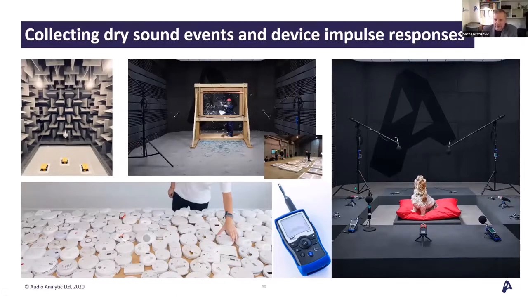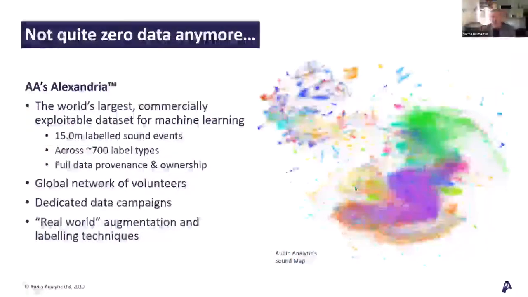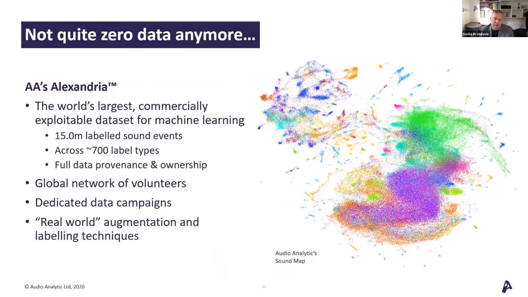Let me click on this. Okay, there we go. So with that method, we now have our data set called Alexandria. It's the world's largest commercially exploitable data set for machine learning. It's bigger than ImageNet, essentially. It's got 15 million labeled sound events across 700 labeled types. And we have the full data provenance and ownership of the data.